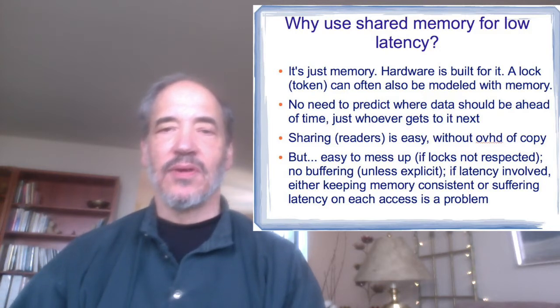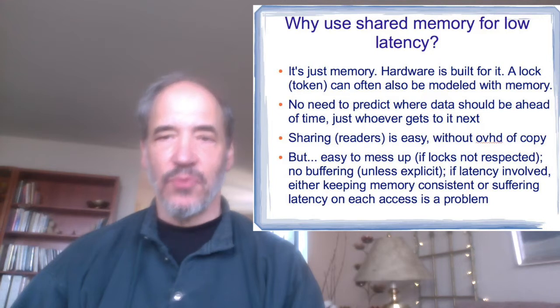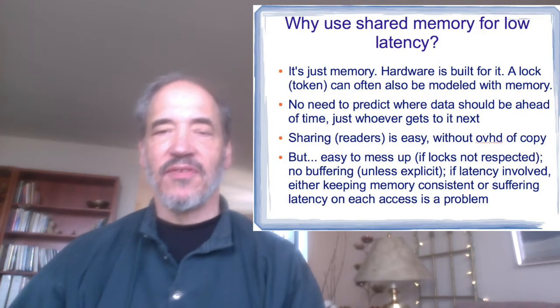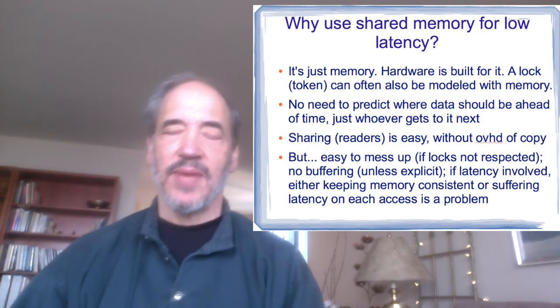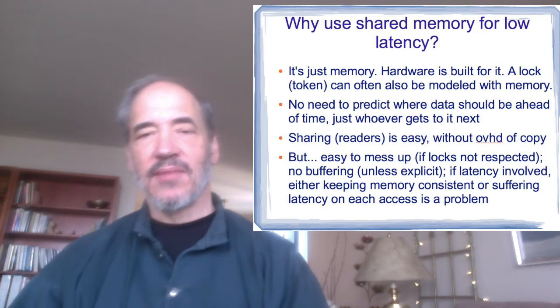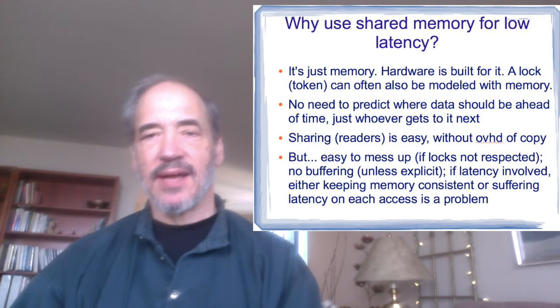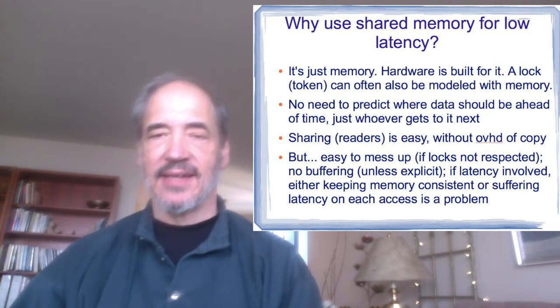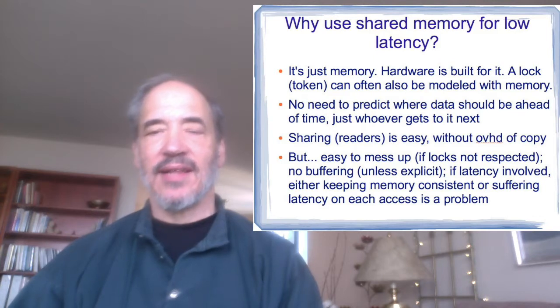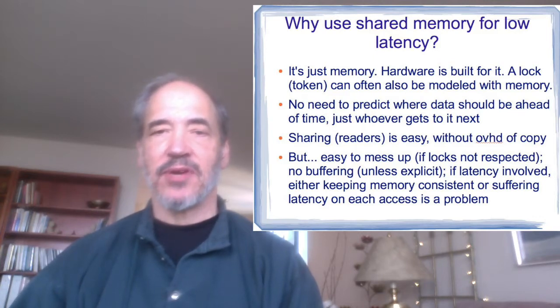A lock can also be modeled with memory so that the different processes can coordinate. A lock might be called a token. You may think of a token on the memory that a process must pick up before it's allowed to access the memory, and put the token back. And that allows only one process to access the memory at a time.